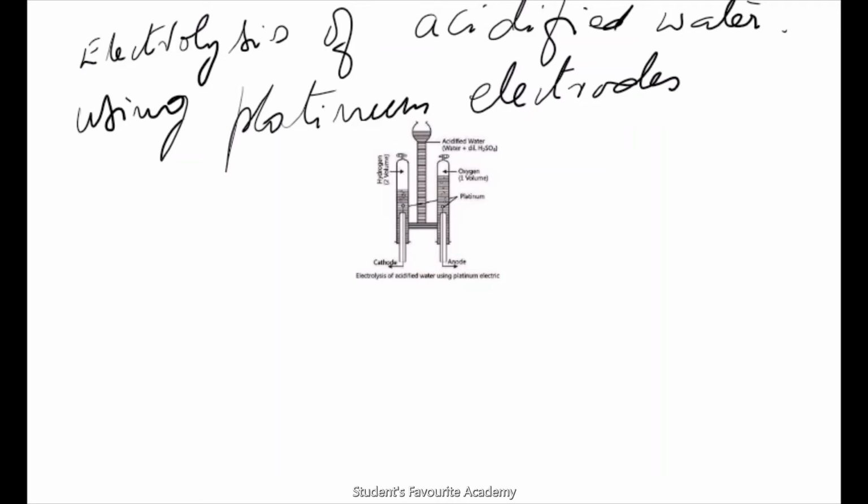And dilute sulfuric acid is preferred because it is non-volatile. Dilute nitric acid and hydrochloric acid are both volatile acids. That is why they are not preferred. Okay.